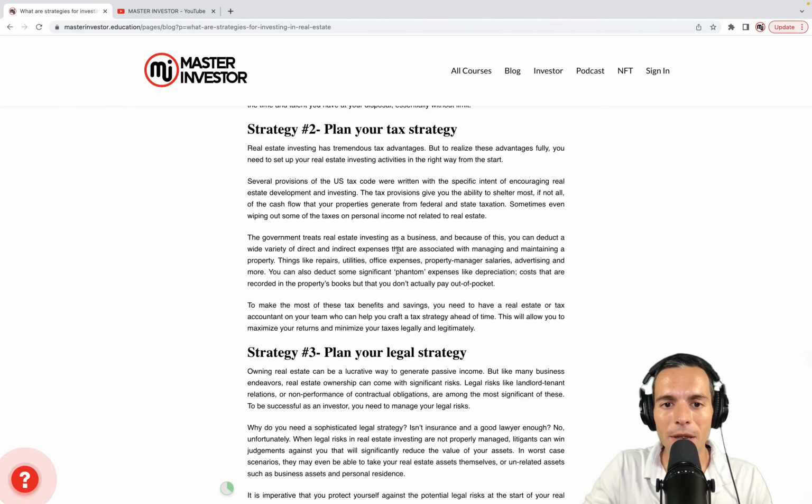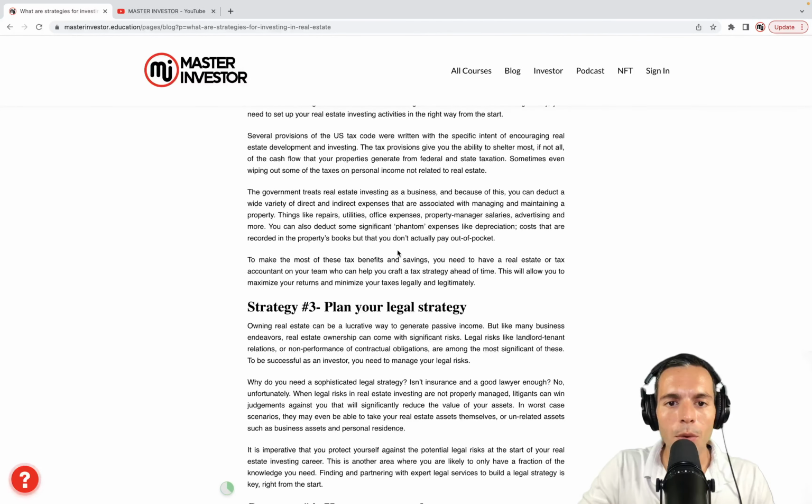Real estate investing has tremendous tax advantages. But to realize these advantages fully, you need to set up your real estate investing activities in the right way from the start. Several provisions of the U.S. tax code were written with the specific intent of encouraging real estate development and investing.